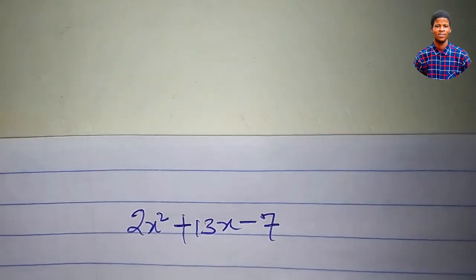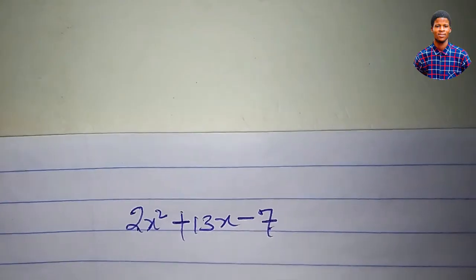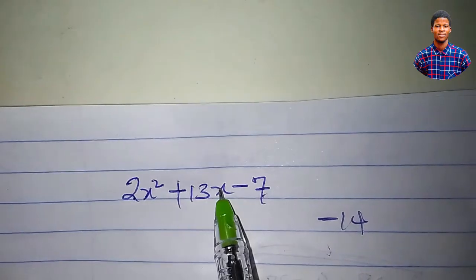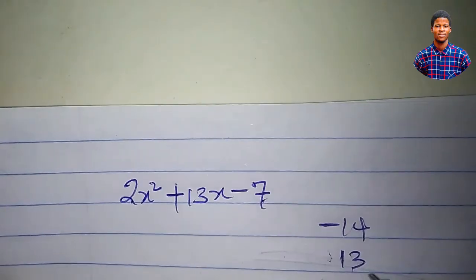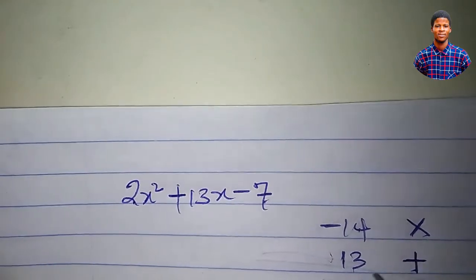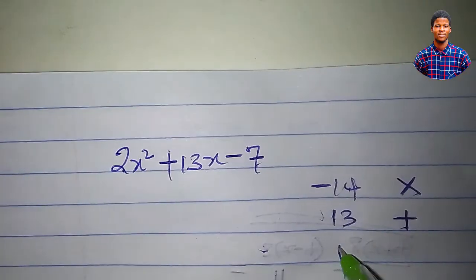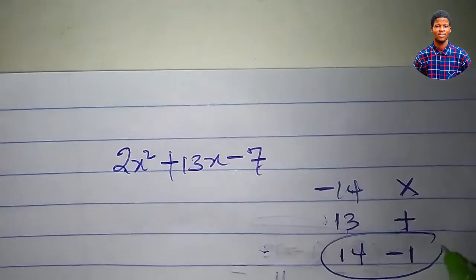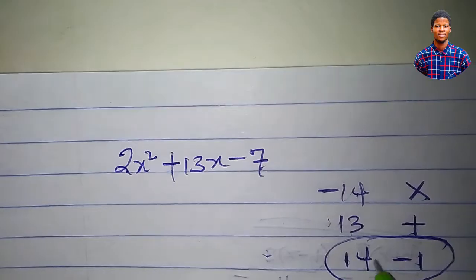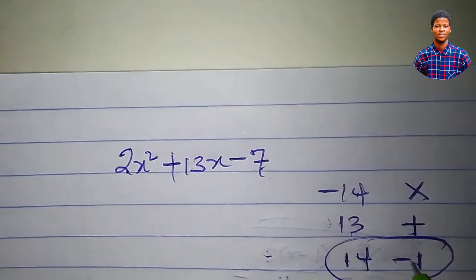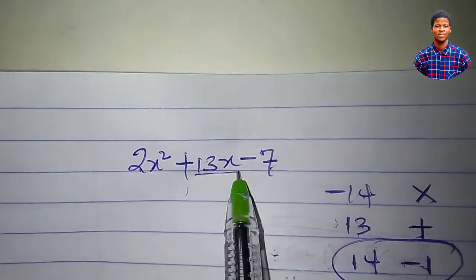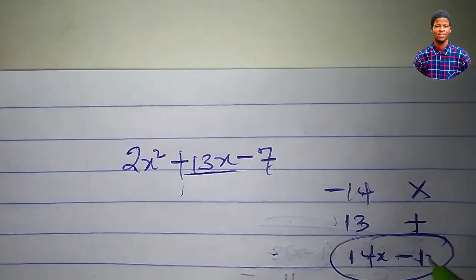This is a quadratic expression. 2 times minus 7 is minus 14. And the coefficient of x here is 13. So I need two numbers that I will multiply to give me minus 14, and add to give me 13. The two numbers are 14 and minus 1, because 14 times minus 1 is minus 14, and 14 plus minus 1, which is actually 14 minus 1, is 13. So to factorize this, in place of 13x, I'll write 14x and minus x.